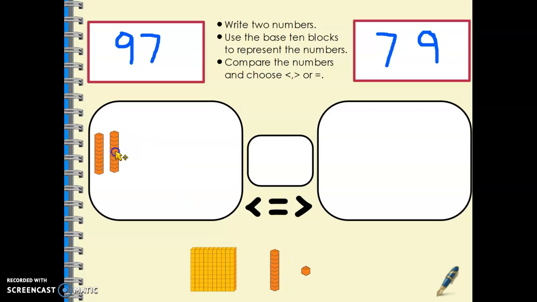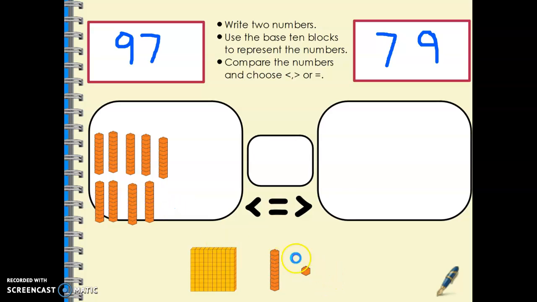So let's see. 10, 20, 30, 40, 50, 60, 70, 80, 90, 91, 92, 93, 94, 95, 96, and 97. This size represents 97.